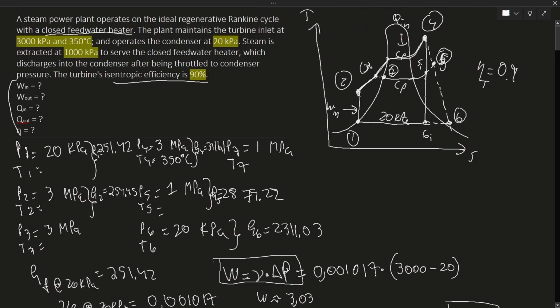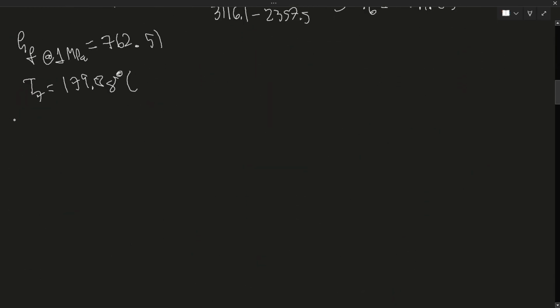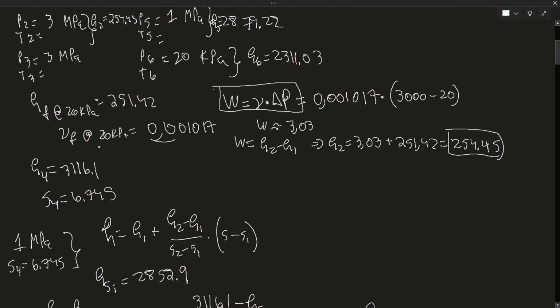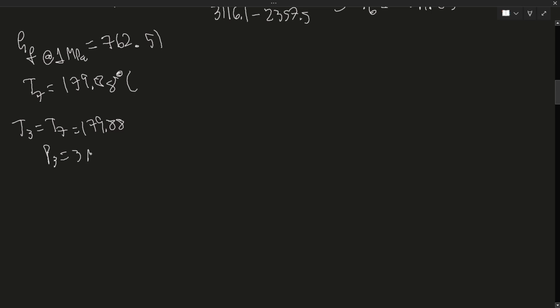So now finally you can use this to find point 3, because we still didn't find the enthalpy at point 3. You can't really find it. It's in the middle of this curved line over here. You have to find the information at point 7 first to find point 3. So we know that T3 equals T7 at 179.88, and P3, as we wrote in our table up over here, is equal to 3 megapascals.